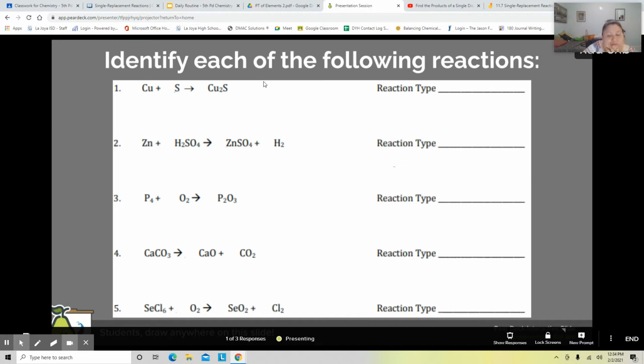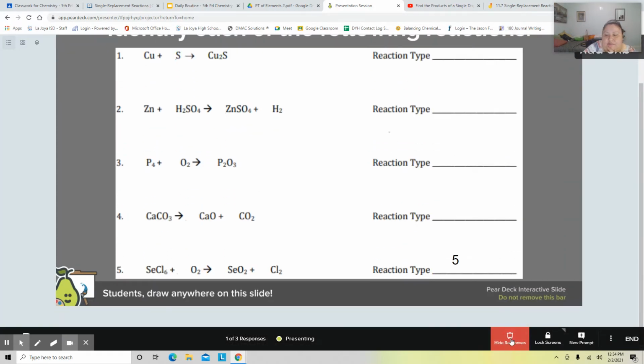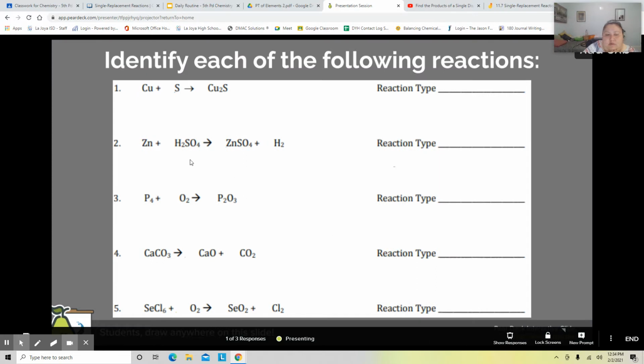Reaction number 2. Okay, let's check it out. Reaction number 2 has zinc on the left, hydrogen on the right, and we can see why zinc replaced hydrogen, right? Hydrogen got booted, and now hydrogen is alone, and zinc is now attached to sulfate. Very good. Yes, that is a single replacement reaction.